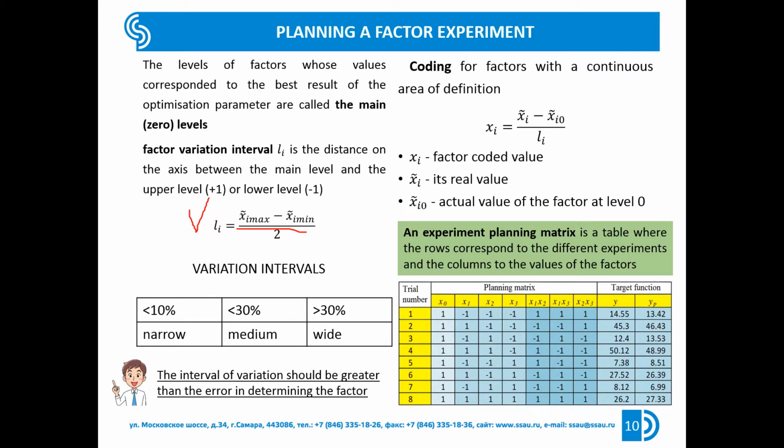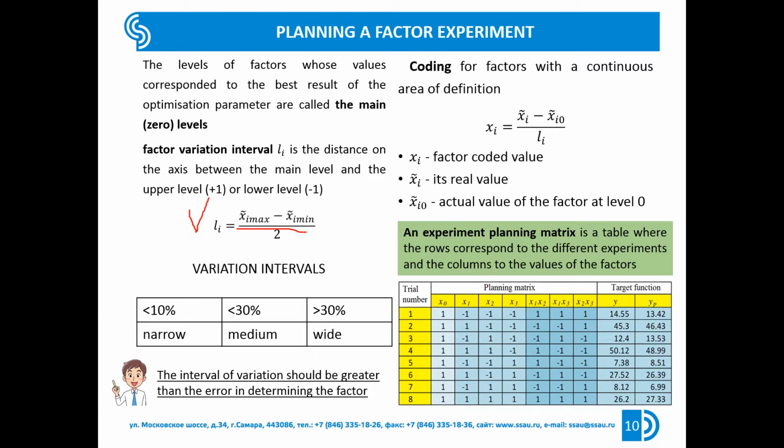It is customary to consider the interval of variation narrow if it doesn't exceed 10% of the factor's area of determination, not more than 30% medium, and in other cases wide. Since the factors affecting the object under study are not uniform and have different values and units, they should be reduced to a common system of calculation by converting from natural values of the factors to coded values. The upper level +1, the lower level -1, and the main level 0.